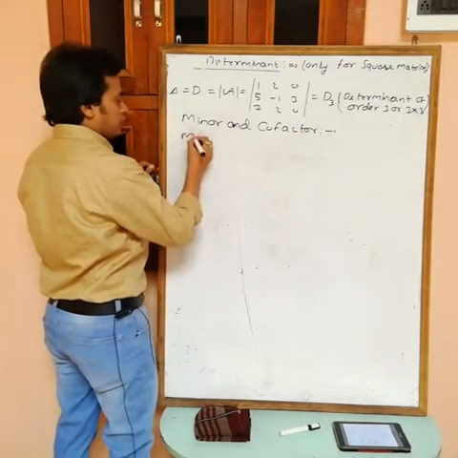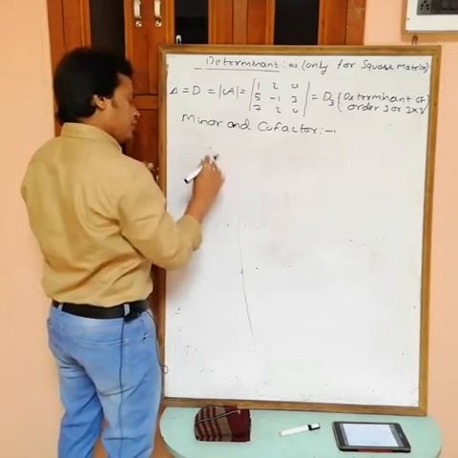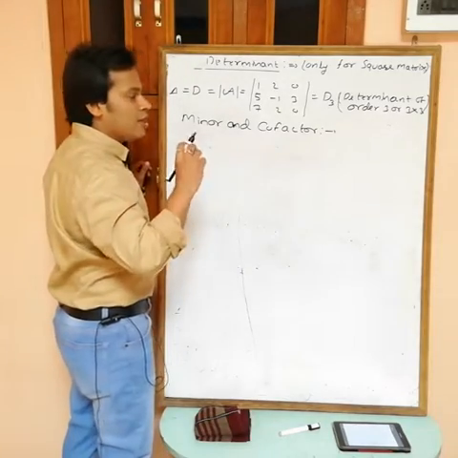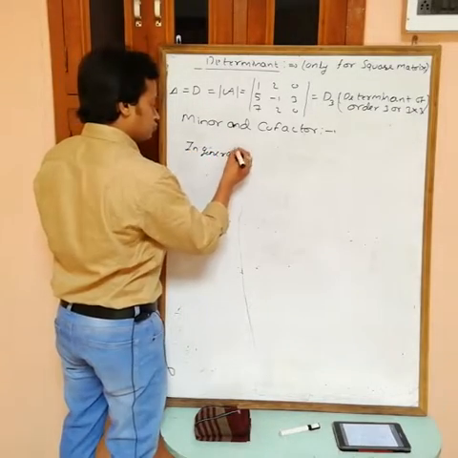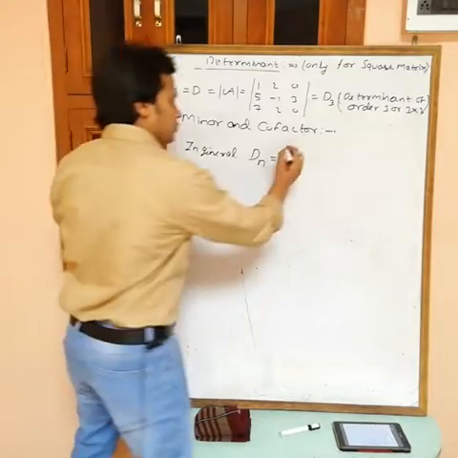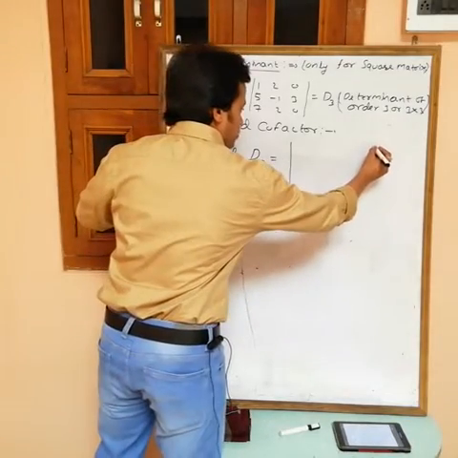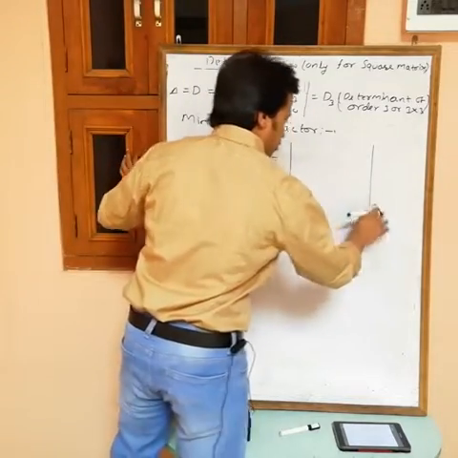First I am taking minor. Now let we have any general n by n determinant. In general, I am taking determinant of order n, it means n by n. Suppose this is the n by n determinant, number of rows n, number of columns also n.